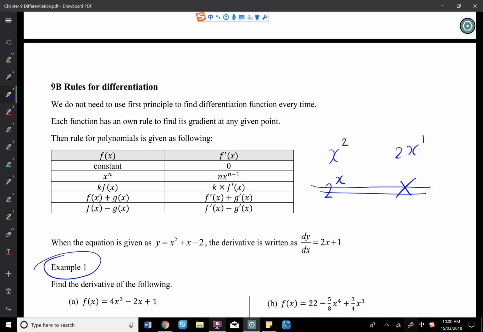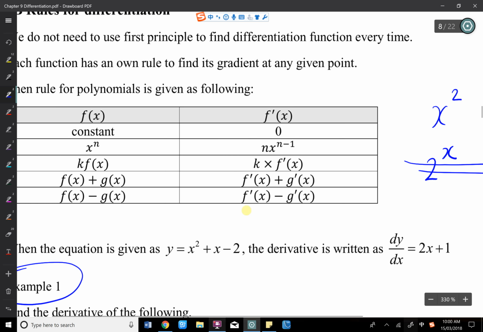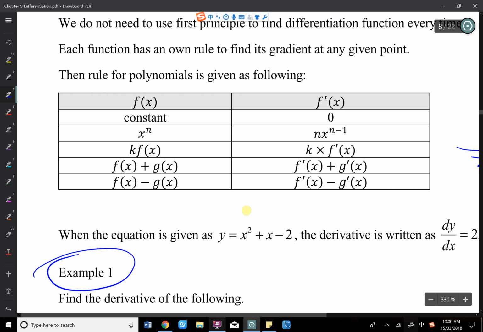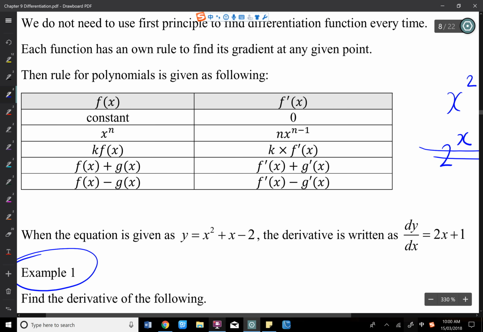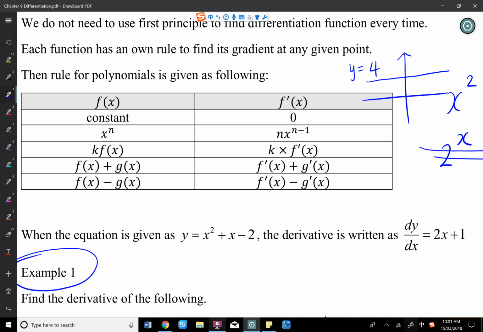For differentiation, last year we learned that differentiating x to the power of n gives us n times x to the power of n minus 1. And we also know that the derivative of a constant is 0. The reason is, when you have y equals 4, for example, the graph looks like a horizontal line. The gradient will be 0 anywhere. So that's why the derivative of a constant is 0, because the gradient at any point will be 0.